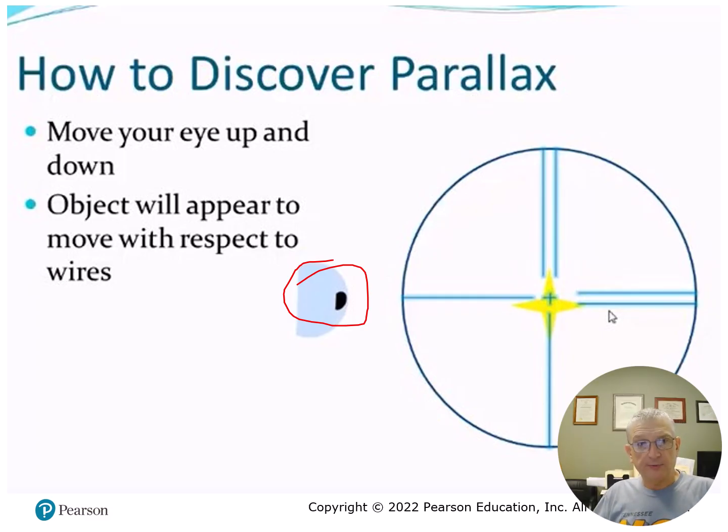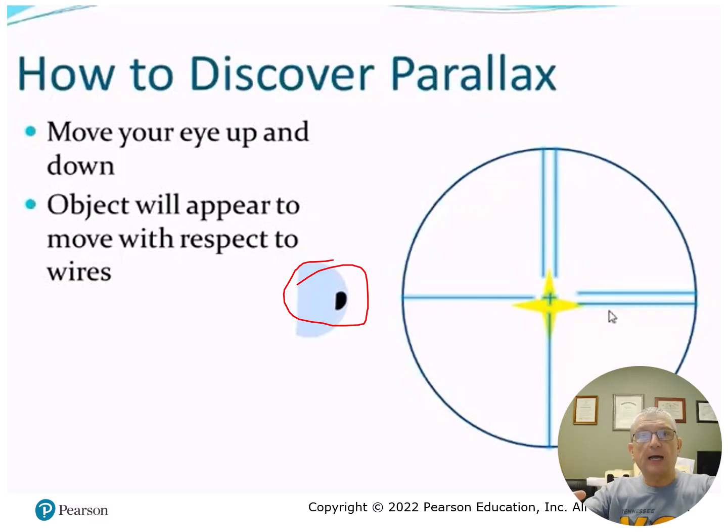But you move your eye up and down and the object will appear to move with respect to the wires. I say crosshairs. What's going on there? Okay, that means that you're really not in crisp focus. You might be looking at your crosshairs fine, you might be looking at the object fine, but you know the instrument's not moving and you know your object's not moving.